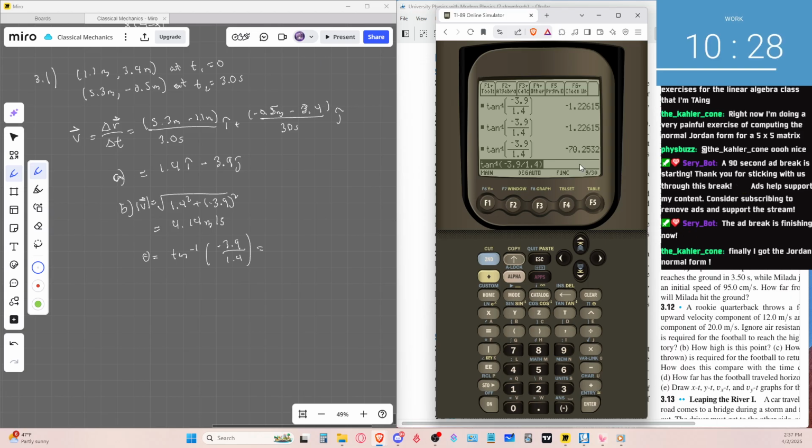Okay, -70 degrees. Let's see, we have negative y and then we have a positive x. So yeah, that makes sense. Well, -70.2 I should write, or -70.3.